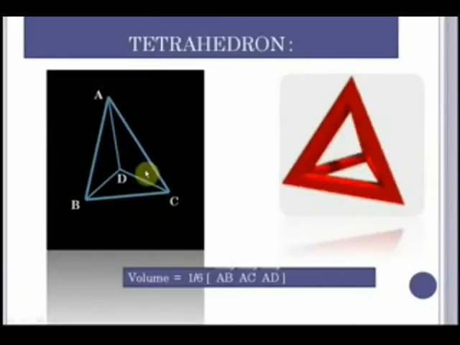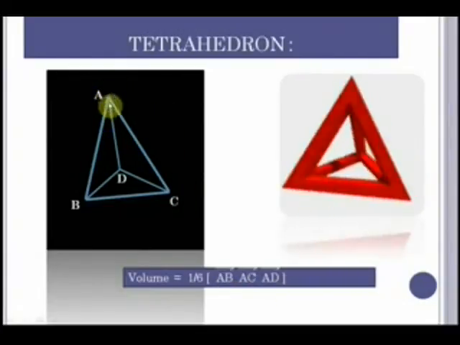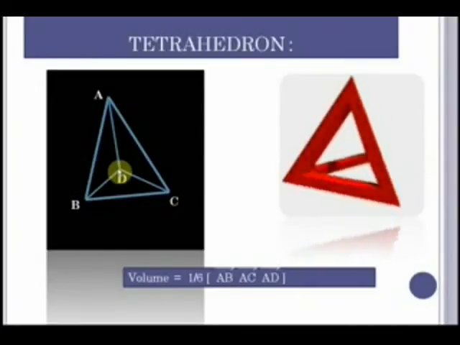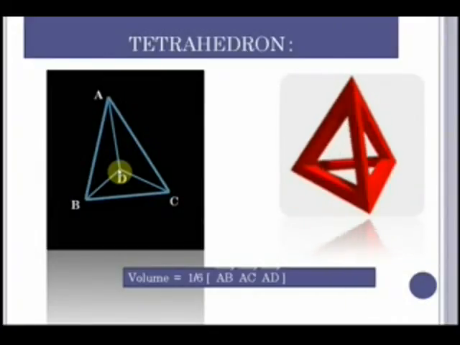Now the volume of such a tetrahedron is given by V equal to 1 by 6 into the box product of AB, AC, AD. Here A is the vertex of this tetrahedron. So AB would be this vector, AC would be this vector, and AD would be this vector. Volume of a tetrahedron with vertices A, B, C, D is given by V equal to 1 by 6 into the box product of AB, AC, AD.